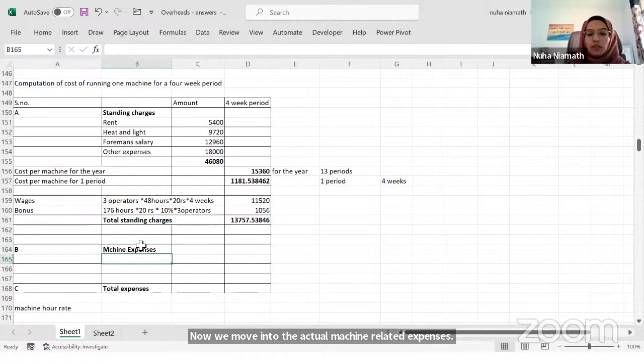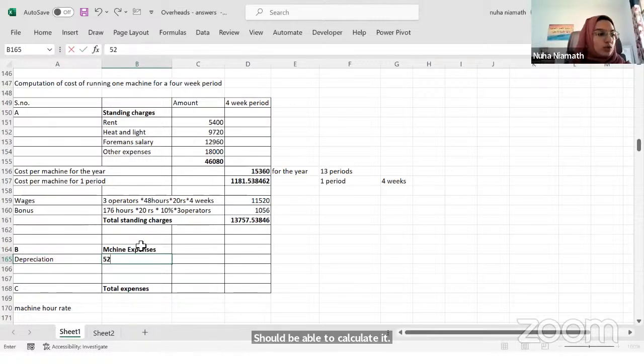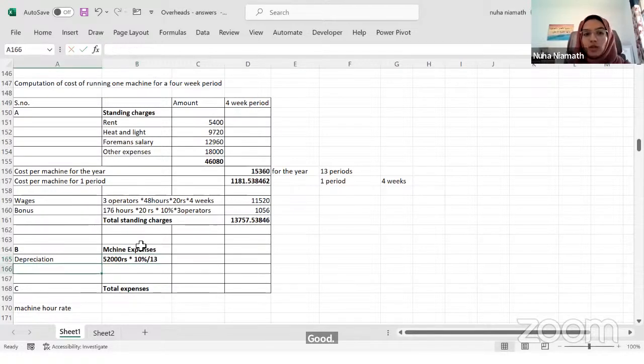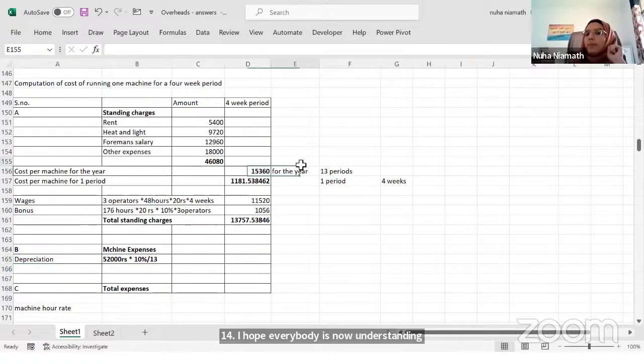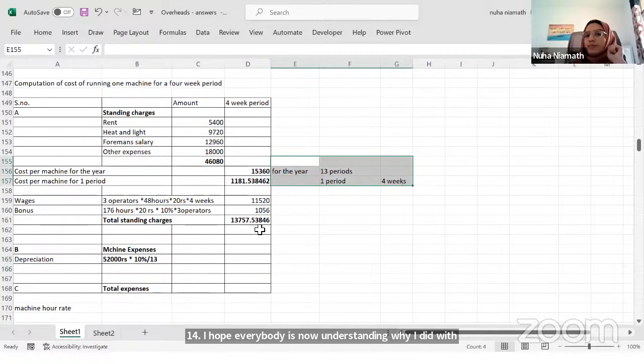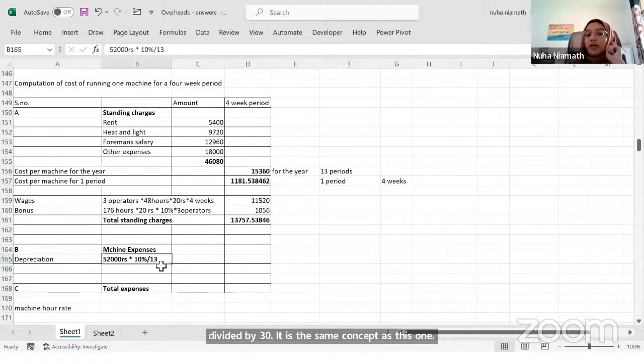Okay, so the first one being the depreciation. I think depreciation shouldn't be much of a hassle. You should be able to calculate it. So that will be 52,000 rupees into 10% divided by 13. I hope everybody is now understanding why I did the divided by 13. It is the same concept as this one. Clear? Everybody is clear with why I did divided by 13?